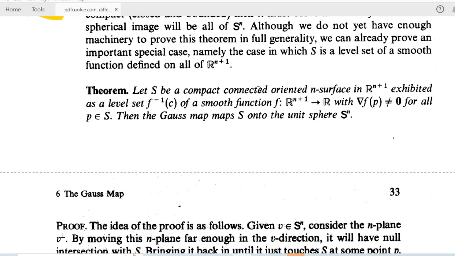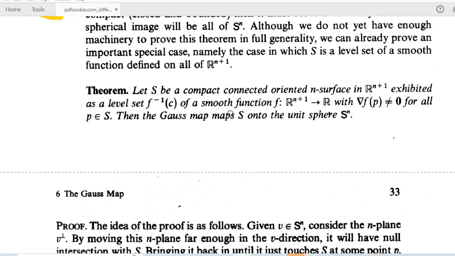Let S be a compact connected oriented n-surface in R^(n+1), exhibited as a level set f inverse of c of a smooth function f from R^(n+1) to R, with gradient f of p not equal to 0 for all p belonging to S. Then the Gauss map maps S onto the unit n-sphere.